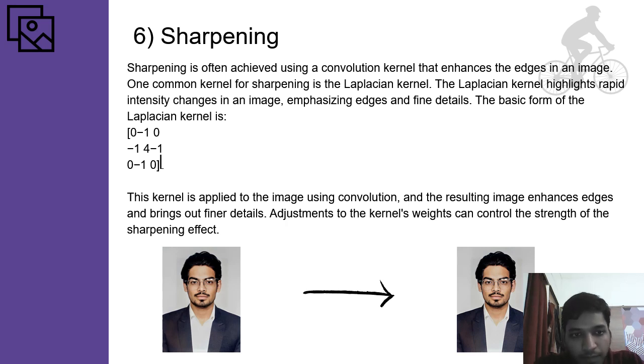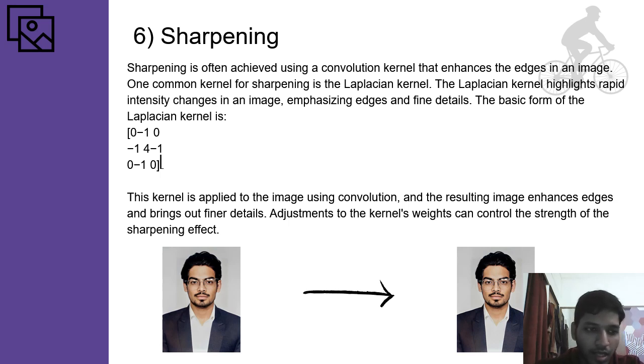This is the matrix. When this kernel is convolved with an image, it emphasizes rapid changes in intensity, which correspond to edges in the image. The central element reinforces the current pixel's intensity, while the surrounding elements contribute to detecting changes in intensity. Adjusting the weights of the kernel allows for control over the strength of the sharpening effect. By tweaking these values, you can fine-tune how much the edges are enhanced, providing flexibility in achieving the desired level of image sharpening.